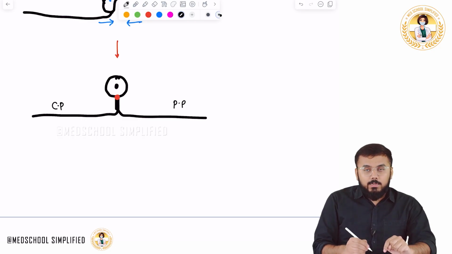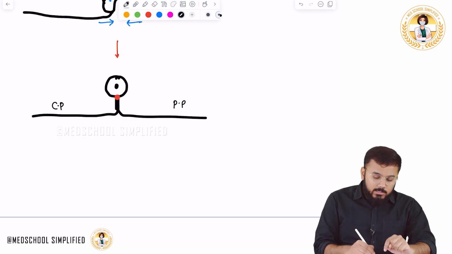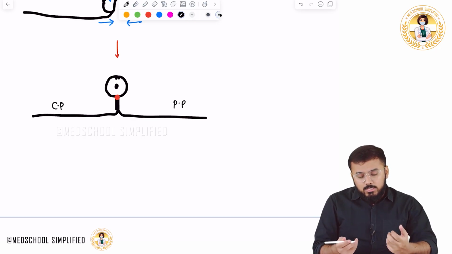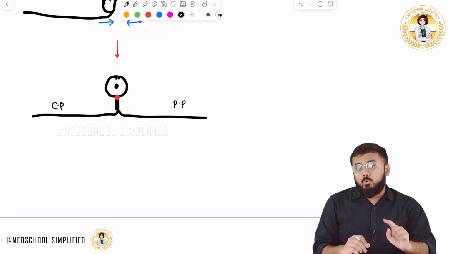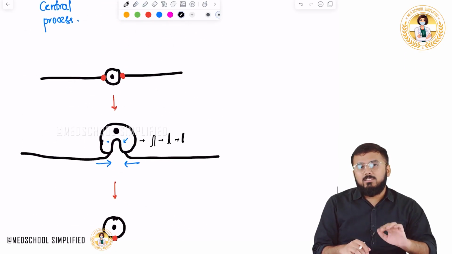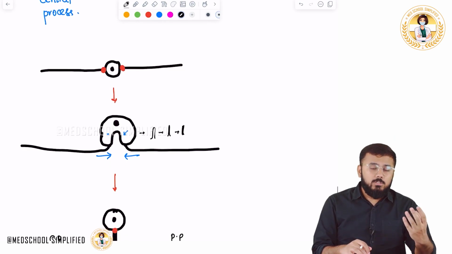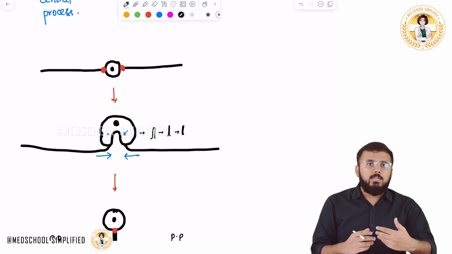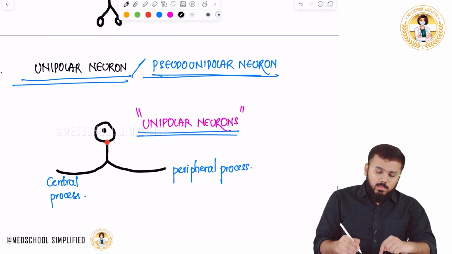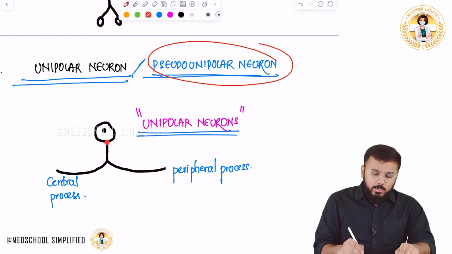So how is it looking? It is looking as if this cell body has got only one pole, and from this single pole these structures are arising. So this is a unipolar neuron, but if you know the developmental process, then you would tell that this is not a true unipolar neuron. It is a false unipolar neuron. Then what is the truth behind this? The truth behind this is that this is a bipolar neuron. That is the reason why you call this a pseudo-unipolar neuron.